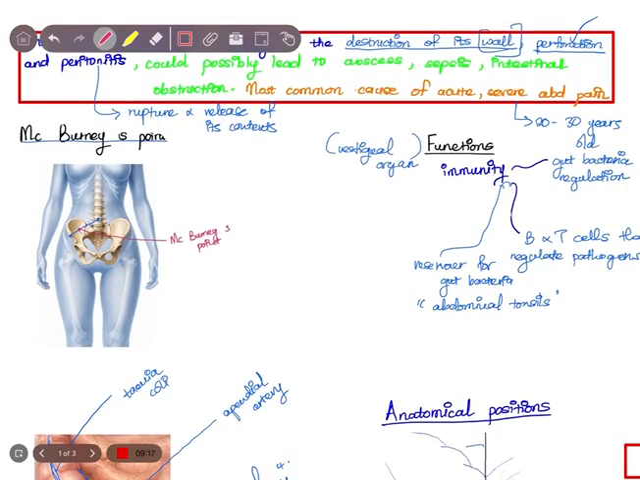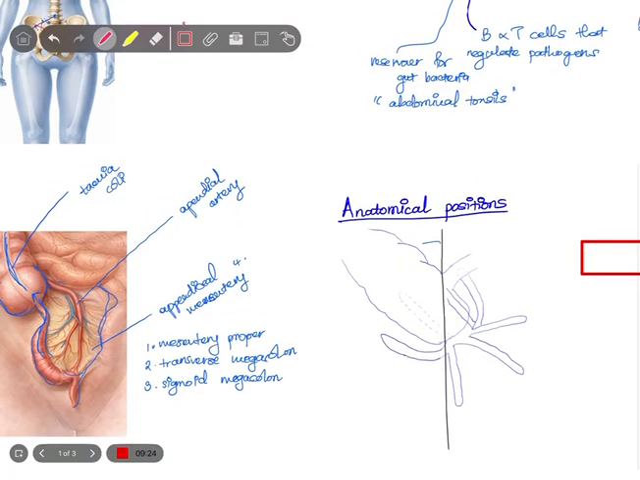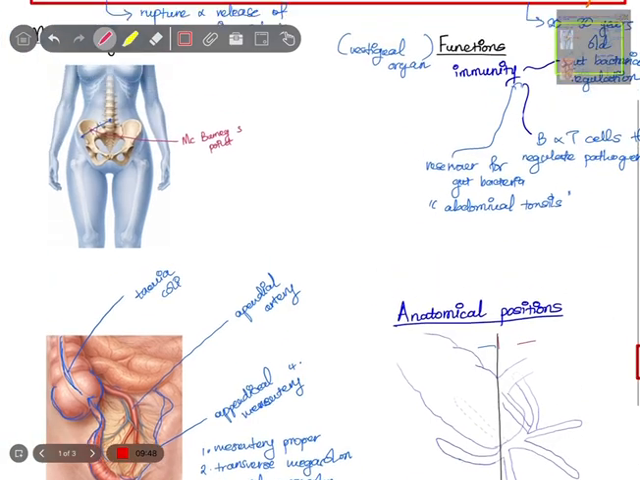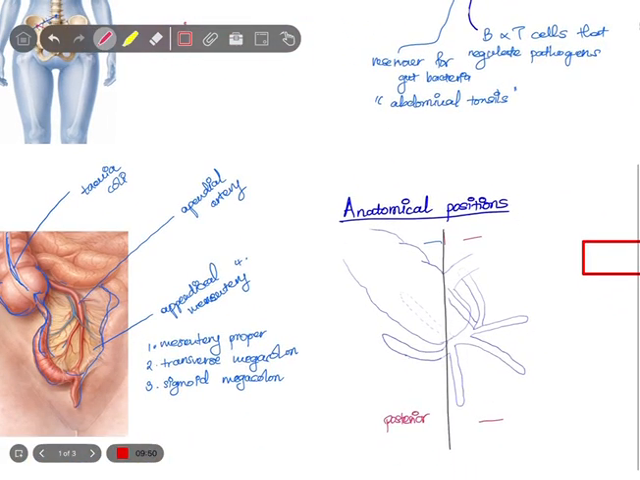Now let's take a close look at the anatomical positioning of the appendix in the abdominal cavity. This is not the best picture, but it will help us have an idea of the different positions in which we could find the appendix in the peritoneal cavity. Assuming that this black line here behind it is the posterior, and this side is the anterior.